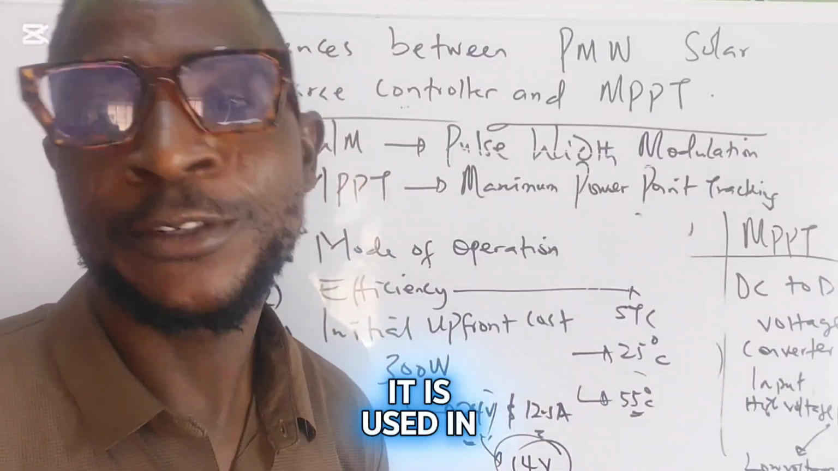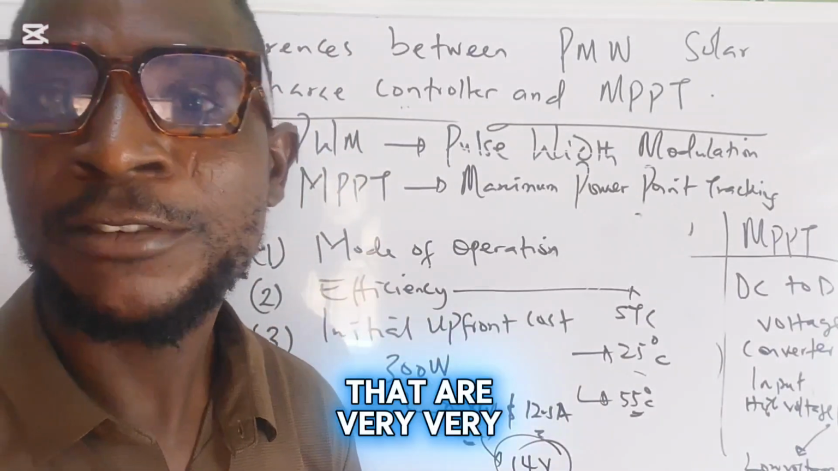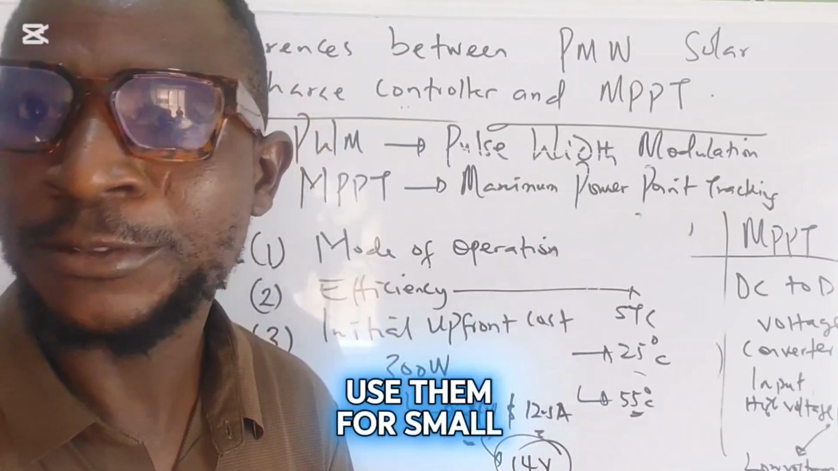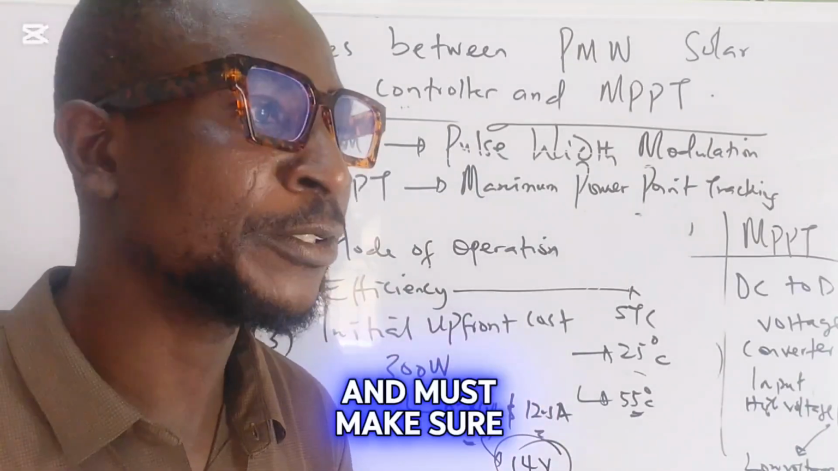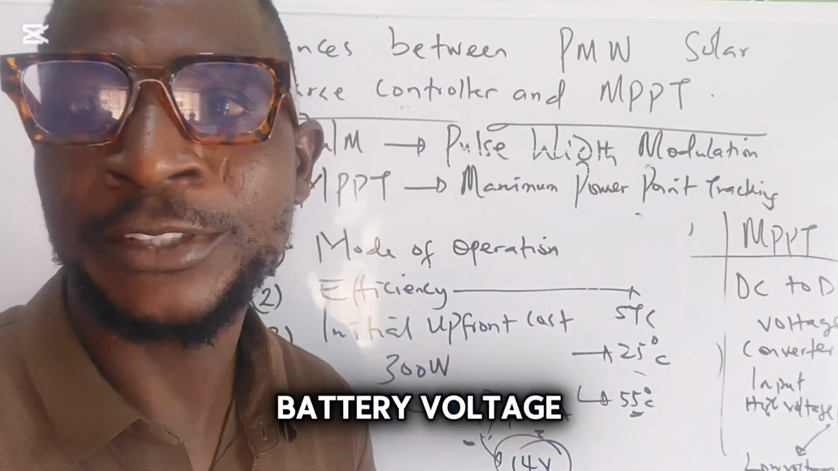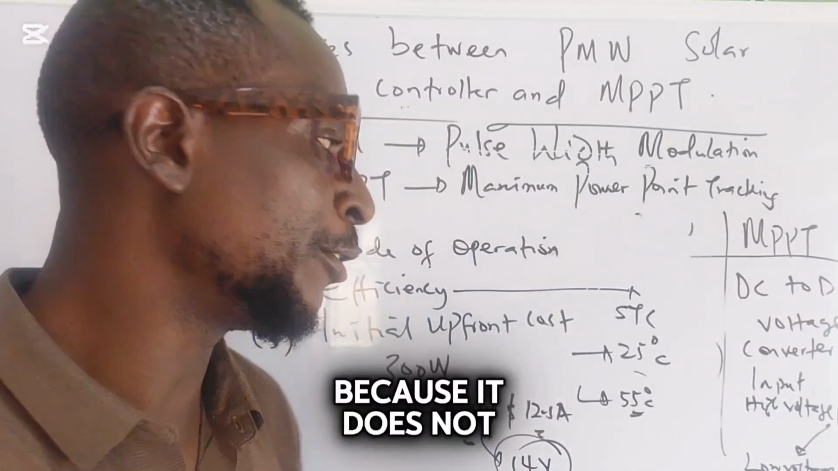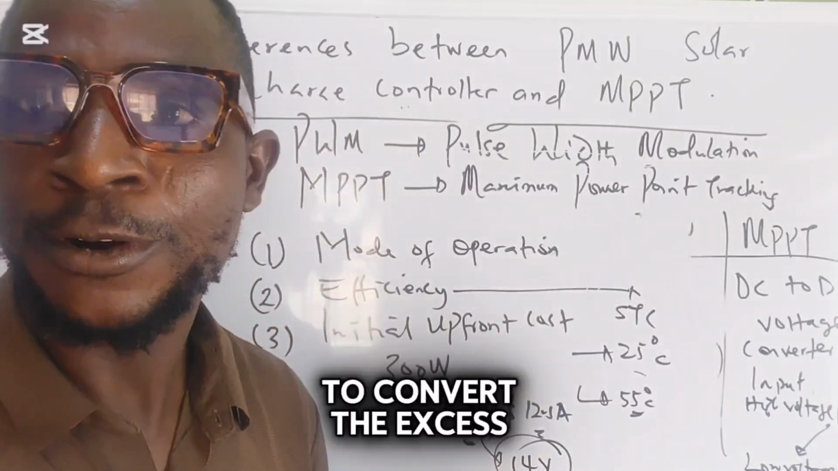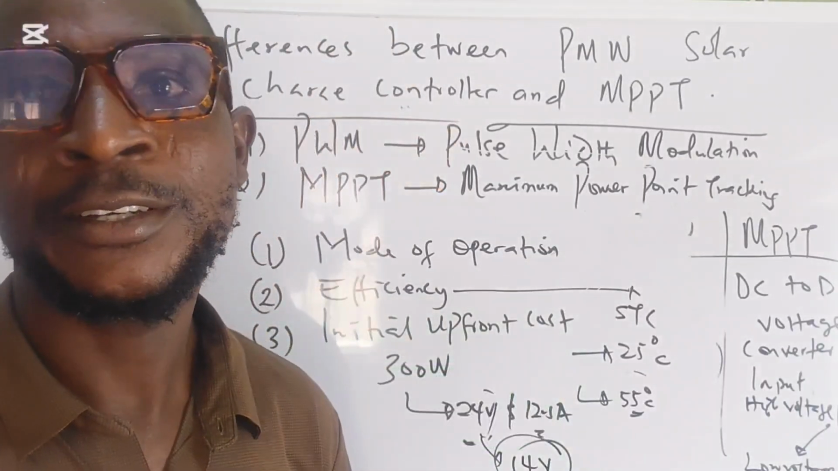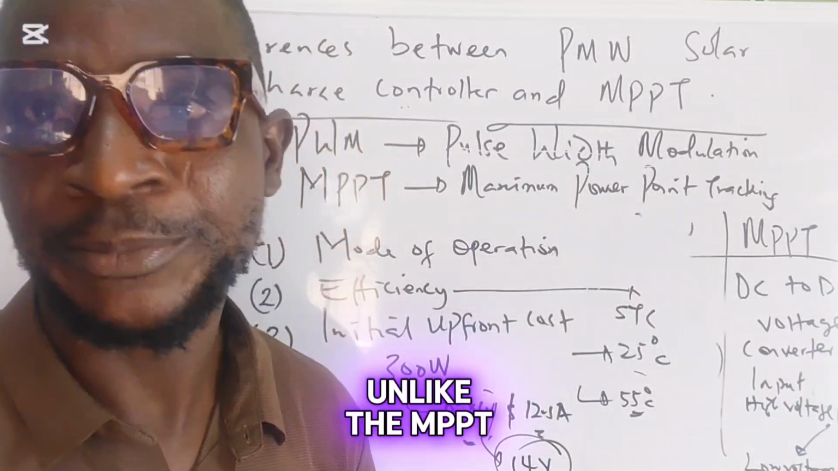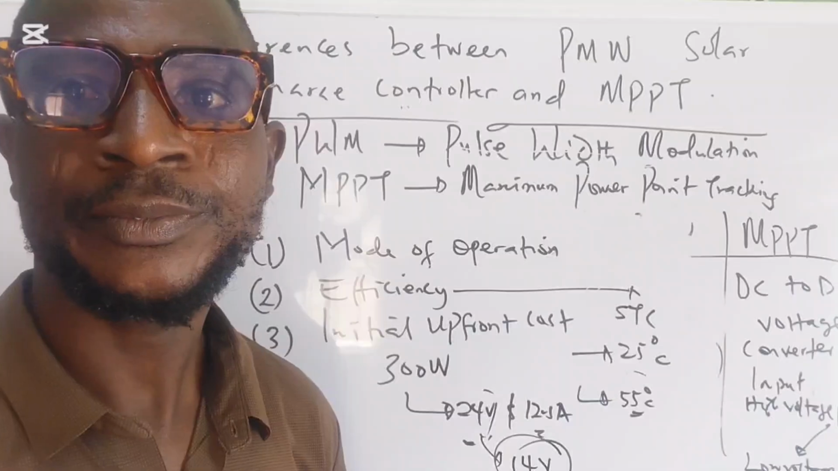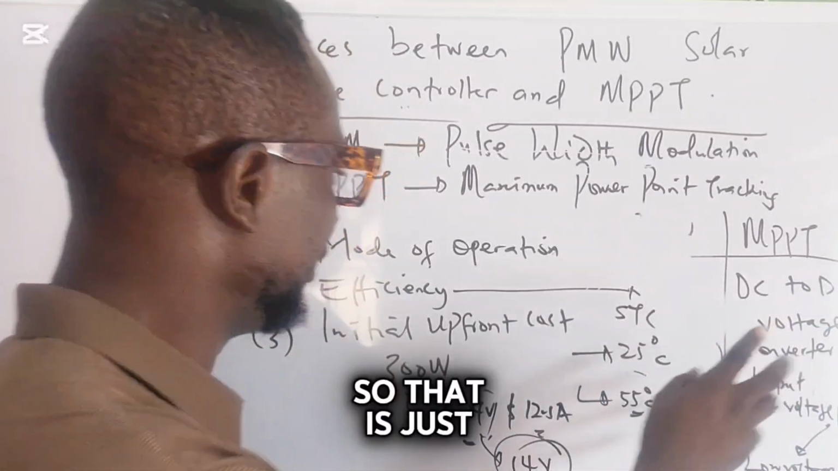It is used for regions that are very, very hot and for small systems. You should know this. You use them for small systems, and you must make sure the panel voltage is close to your battery voltage, because it does not have the facility to convert the excess voltage into usable current, unlike the MPPT. So that is just the main difference.